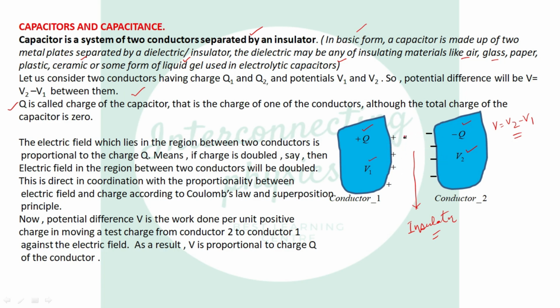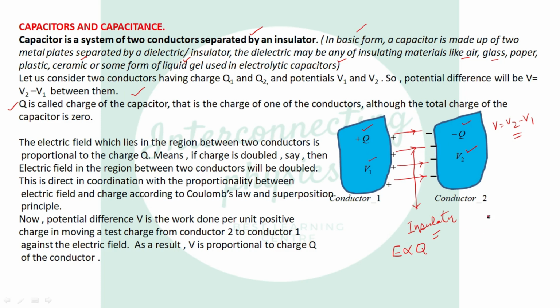Because opposite charges are developed on the two conductors, the direction of the electric field will be from positive to negative. So the electric field lines start from positive and end on negative. If one electric field line leads to one pair of charge, that means if charge is increased, then the electric field is also increased. Let us say charge is doubled, then automatically the electric field will be doubled. So electric field is directly proportional to the charge on the two conductors.